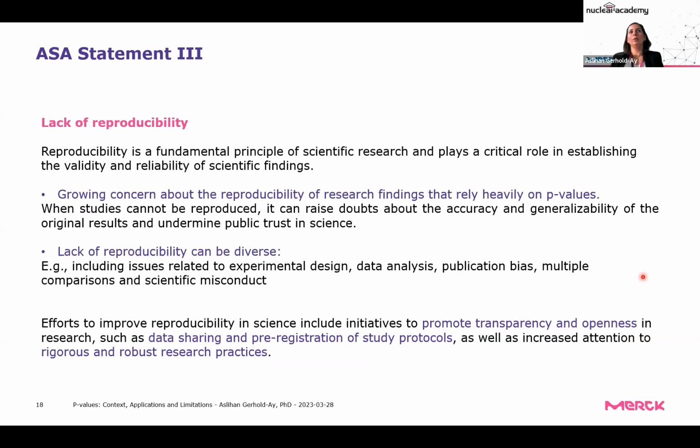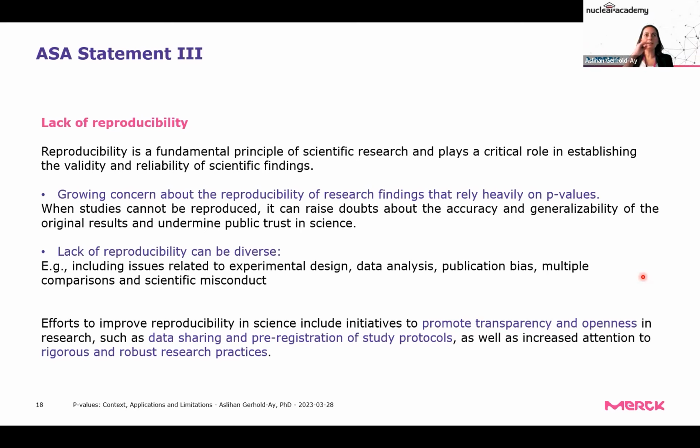The third very important point from the ASA statement is reporting. Reporting bias, lack of reproducibility, this cherry picking of scientists, of our daily work, I would say, of these values which we would like to report and which not. But reproducibility is a fundamental principle of scientific research. And this is very, very important, when we have findings, that we are able to validate them and it is something which we can show again.